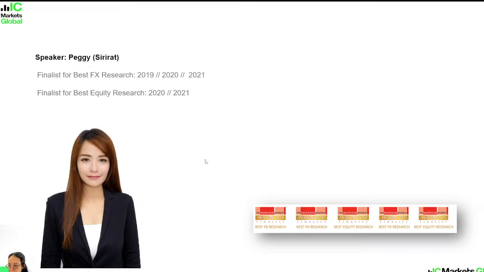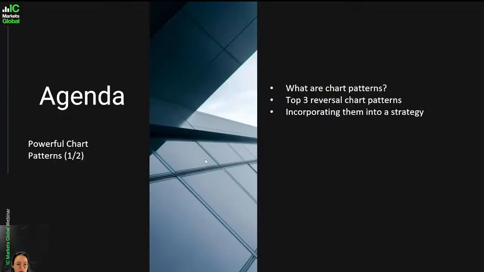Okay, and this is the agenda for today. What are chart patterns? The top 3 reversal patterns, and incorporating them into a strategy. Like I just mentioned earlier, I spotted the reversal pattern in the lower time frame for gold before they reversed. Why is my graph hanging?